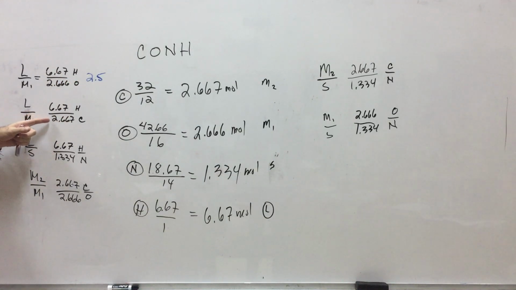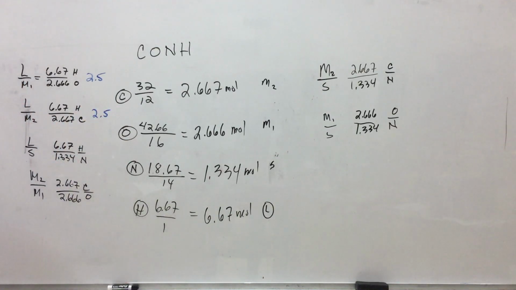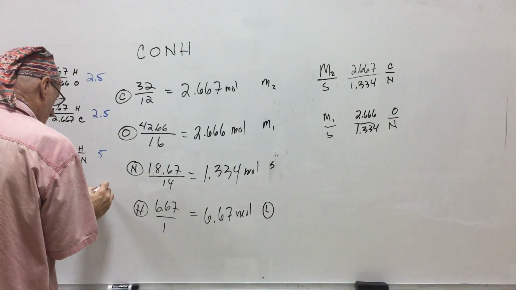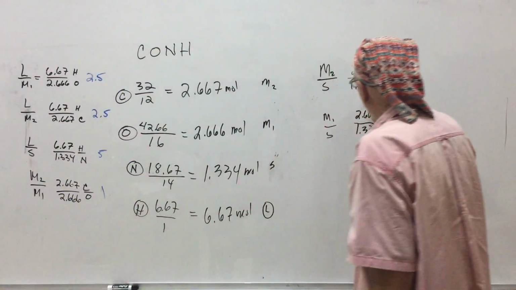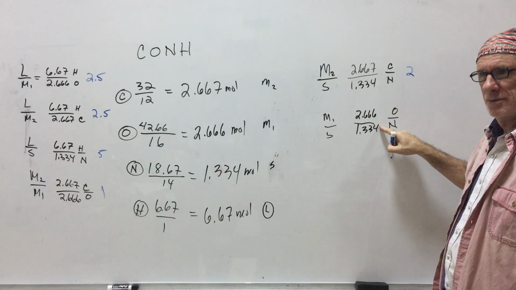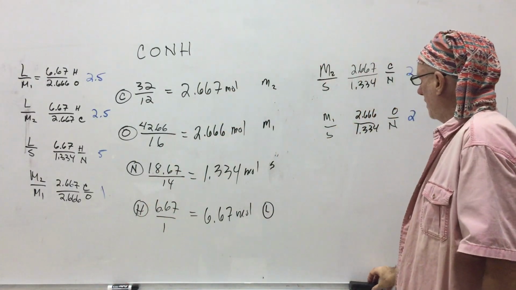What is 6.67 divided by 2.667? Should be the same thing, right? Yep. 2.5. Just leave it alone for now. What is 6.667 divided by 1.334? What is it? 5? Yes? Yes. And what is this? This is 1, correct? And then this is going to be, what, 2? Yes. This is 2, and this is also the same thing. 2. Okay.